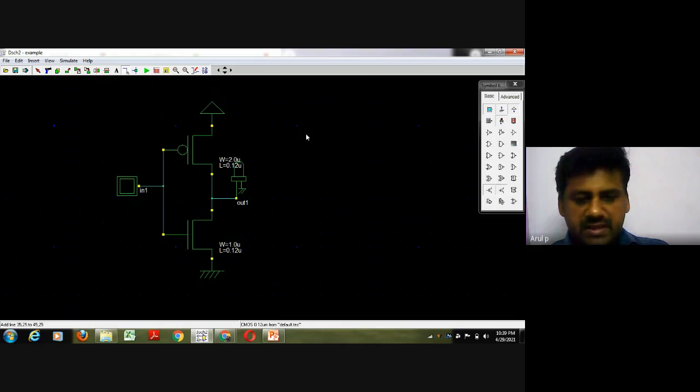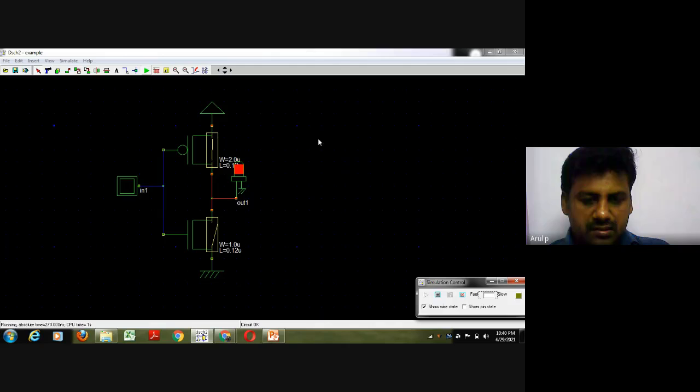The CMOS basically acts as an inverter, right? So when I run this circuit, if the input is 0, what happens? The PMOS transistor turns on. The PMOS transistor acts as a switch. The switch is closed, so the output is 1 because VDD is supplied to the output. These red lines indicate where the supply voltage passes to the output.